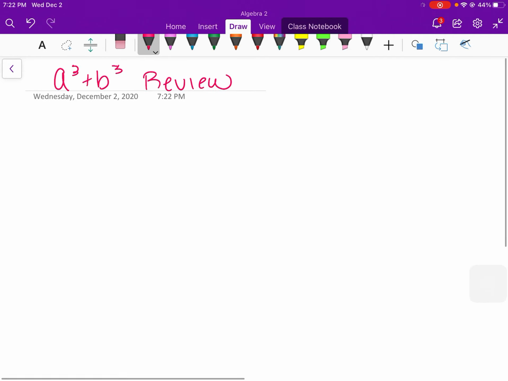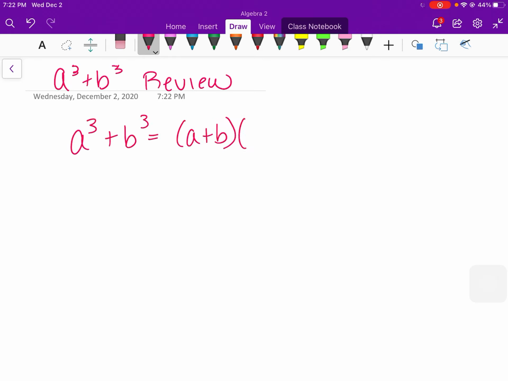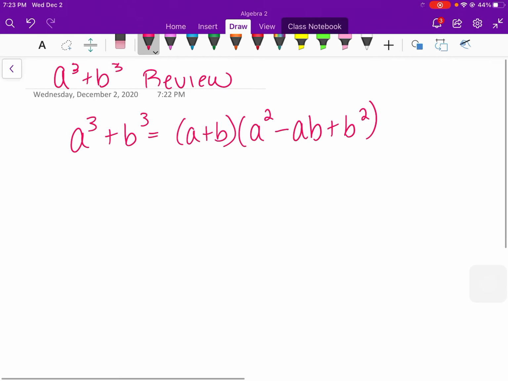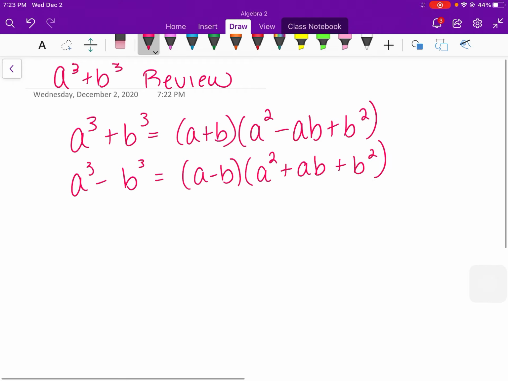I wanted to take a minute and do a couple problems with the a cubed plus b cubed review. First, the two formulas: a cubed plus b cubed factors to a plus b times a squared minus ab plus b squared. And then a cubed minus b cubed factors to a minus b times a squared plus ab plus b squared. So those are the two formulas.